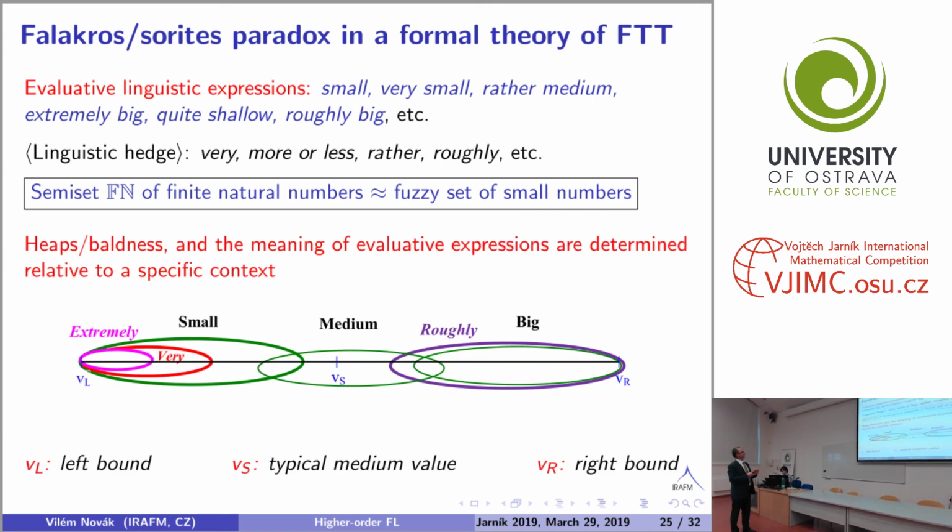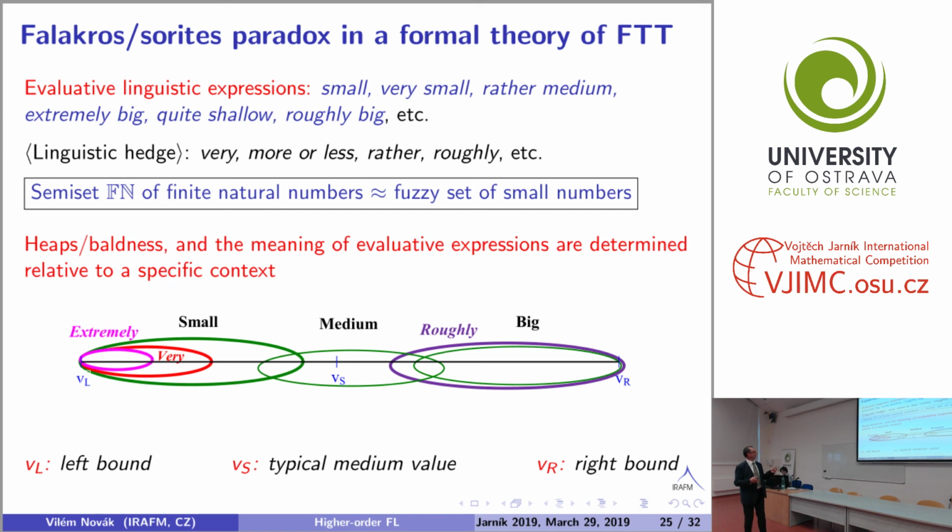Notice that these expressions, especially these relative expressions, and also say baldness and heaps and so on, are related to context. Context here for these expressions can be understood as a scale which is characterized by three numbers or three elements: the left bound, the smallest element, the right bound, the largest element, and some typically medium value, which can be at an arbitrary place in this scale.